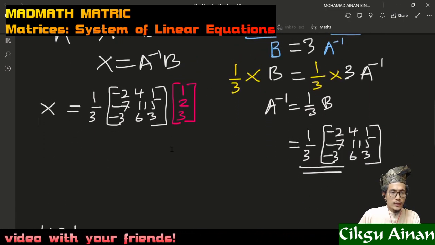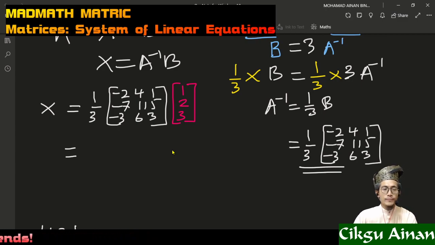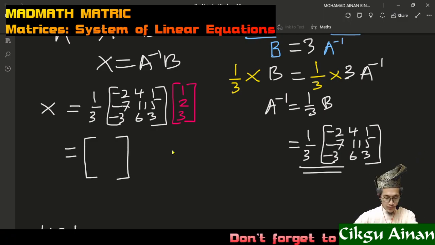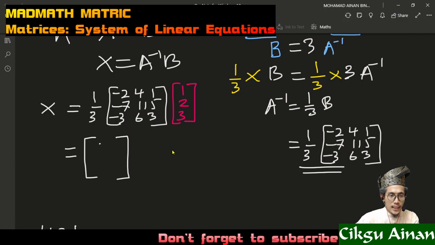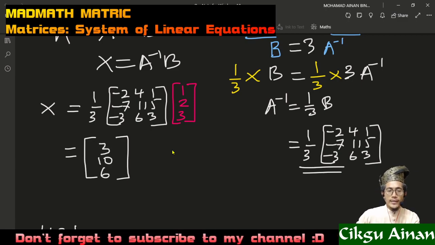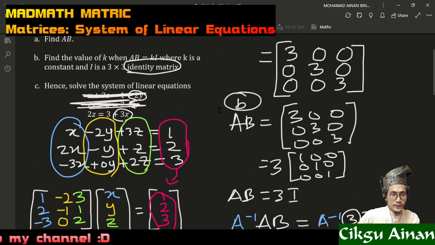Like that. Okay. So you just multiply with your calculator already. Yeah. So you should get the numbers are 3, 10, and 6. Now, we have to check whether the question asks us to solve.